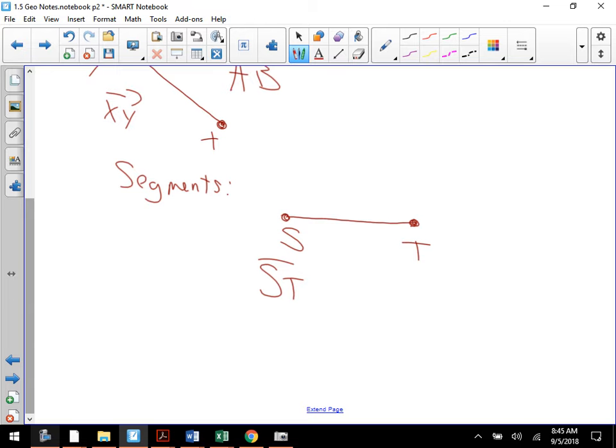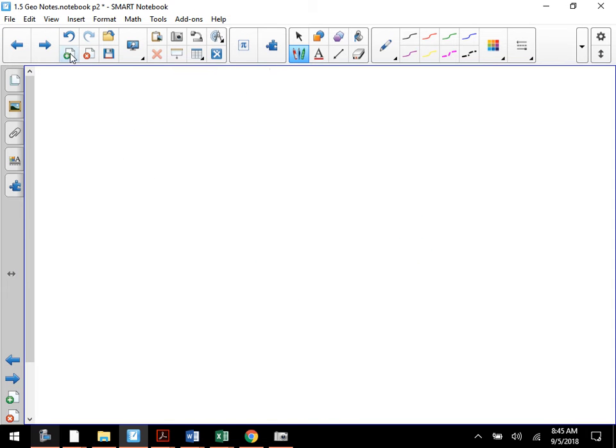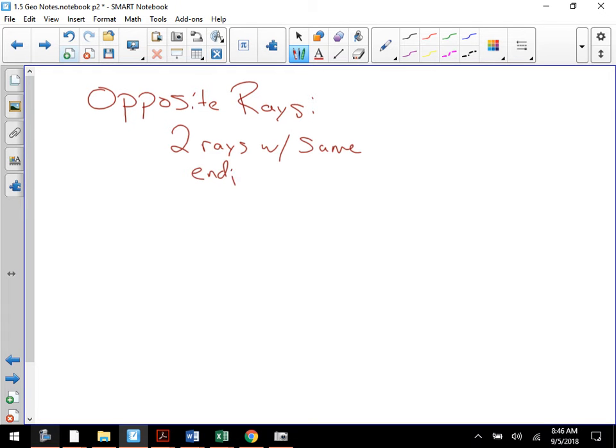The other thing with rays that we did: what were opposite rays? Two rays have the same endpoint, and what do they create? A line. Yeah, you said it right. Opposite rays are two rays with the same endpoint that create a line.